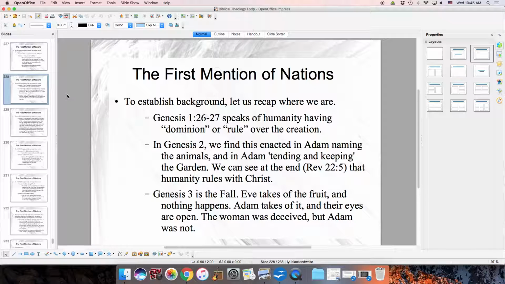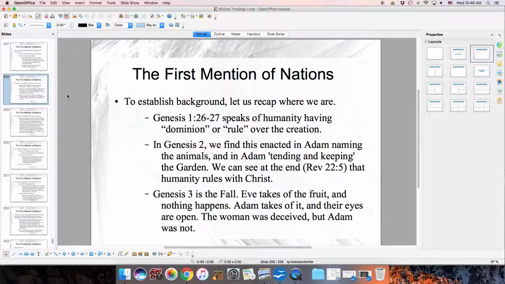Genesis 1:26 and 27 speaks of humanity having dominion or rule over the creation. And we discussed how rule is not simply just a diplomatic or bureaucratic word. It's not a tyrant kind of ruling, or a king, or all of the things that we think of in our modern society as well as through world history. This kind of ruling is, and as we found in Genesis 2, a tending and keeping the garden.